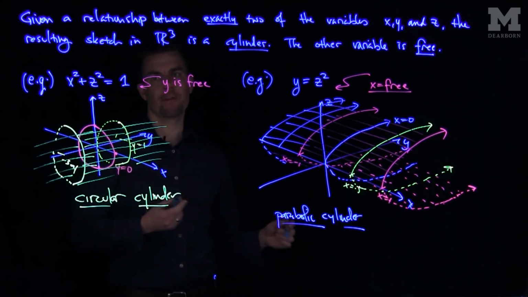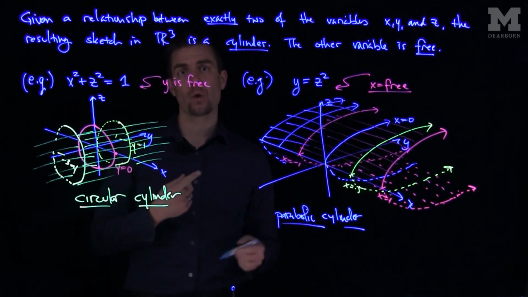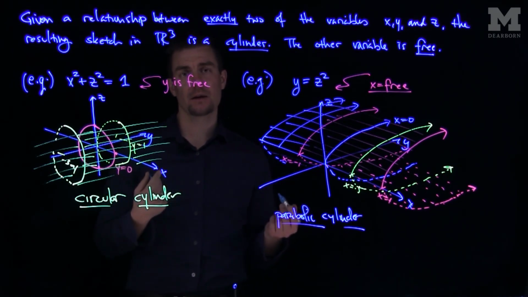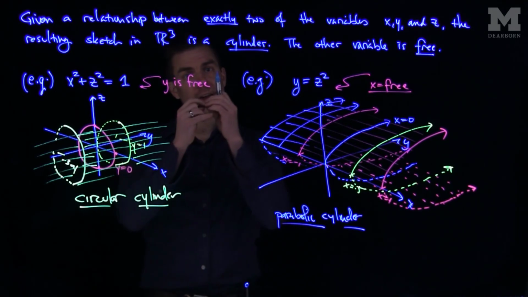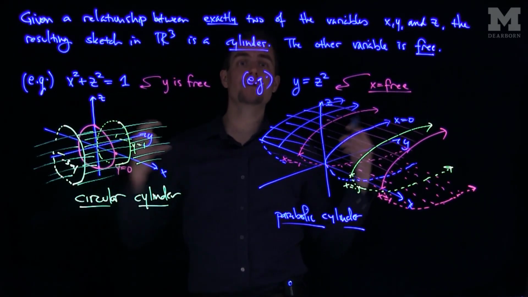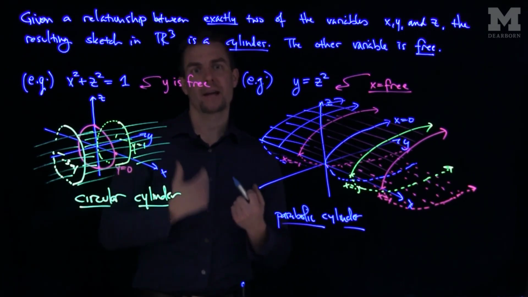Basically, for any functional relationship between two variables, either x and y, y and z, or x and z, you can plot the corresponding curve in that plane and then extend that curve along straight lines to form a cylinder shape. And that's what a cylinder is in the multivariable calculus setting.